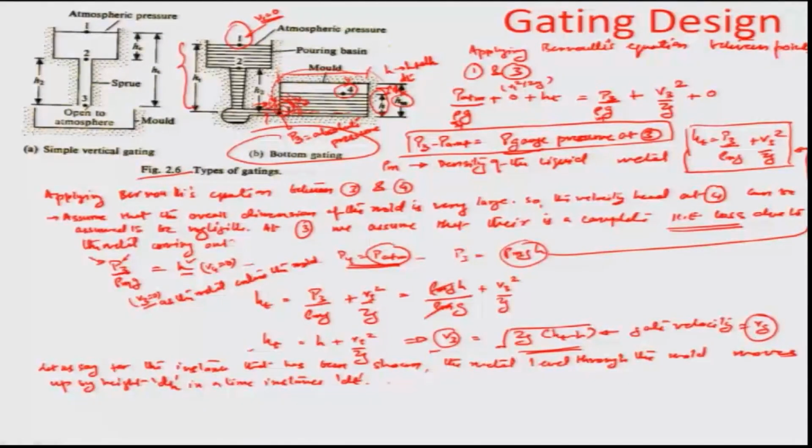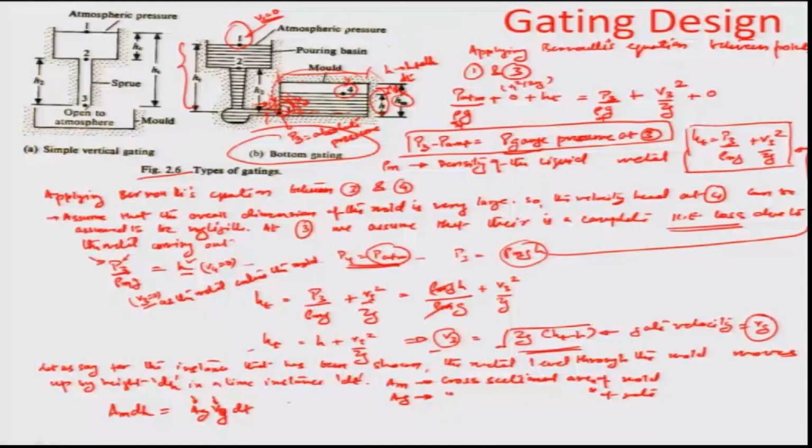Let Am be the cross sectional area of the mold, and Ag be the cross sectional area of the gate. So, you have now that Am times dh, that is the area of the mold times dh, equals Ag times Vg times dt. Okay. So, Vg is the gate velocity, Ag is the gate area, and dt is the time instance.